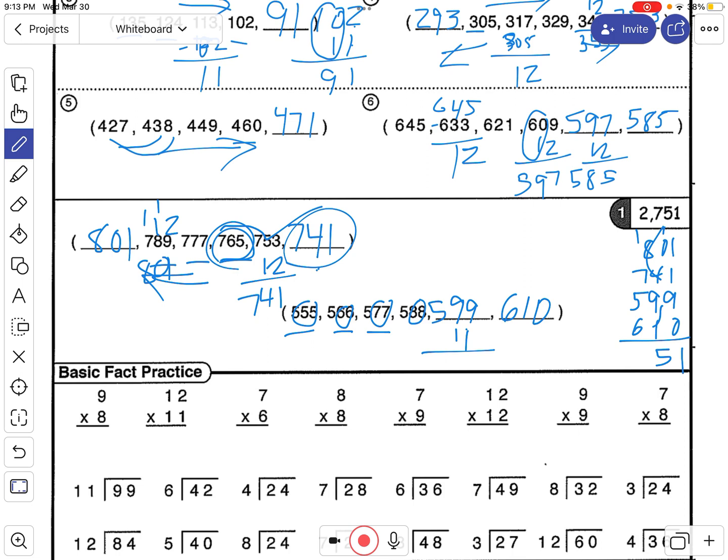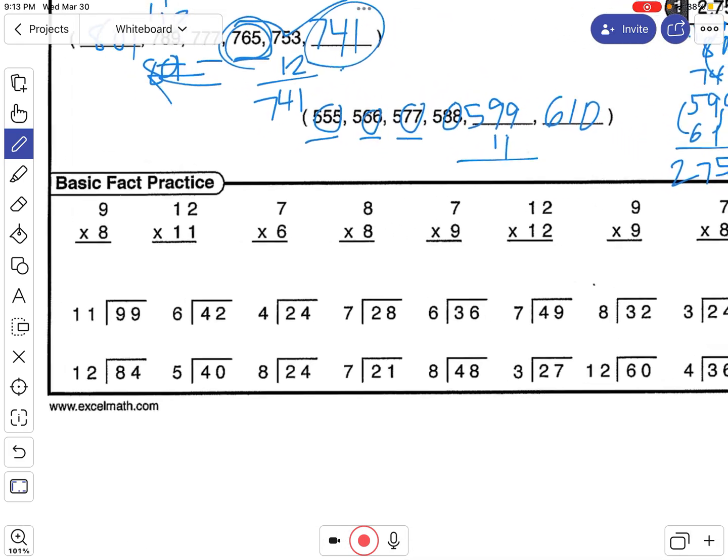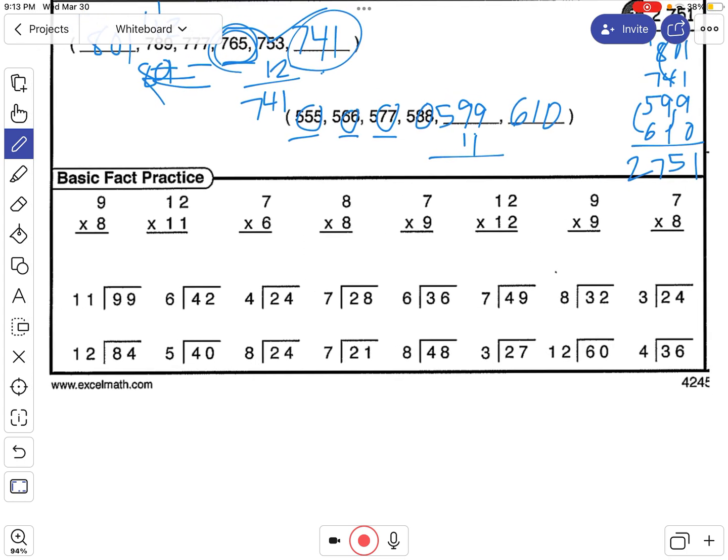And then let's look for some easy ones here. We got 8 and 7 is 15 plus 1 is 16. And then I got 11 there. 16 and 11 is 27. All right. Fix your paper if you need to. Pause the video, do the math facts, and then turn it back on when you're ready to see the answers.